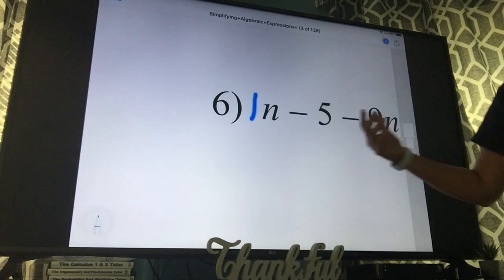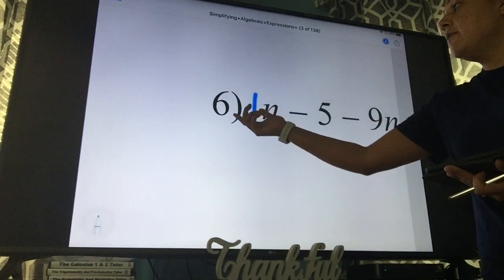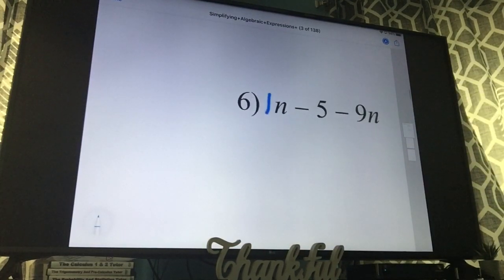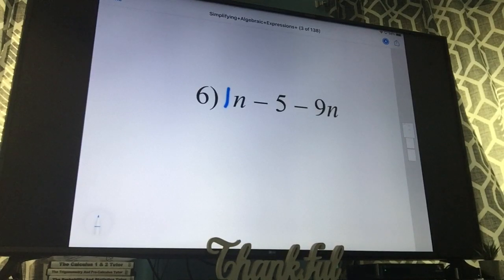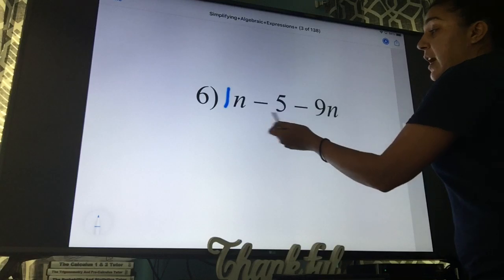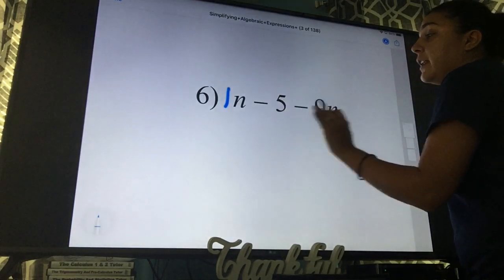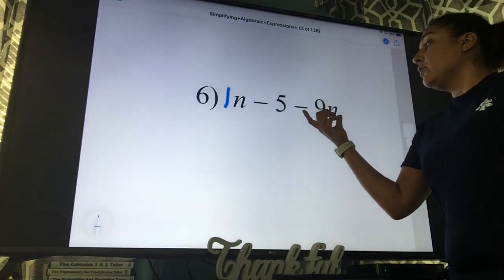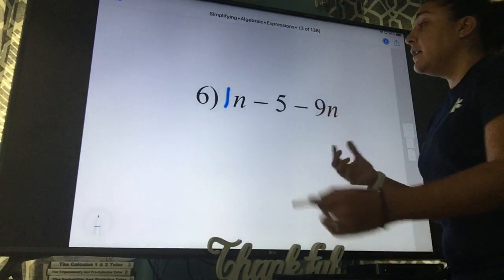And if there's no sign in front of something, it's always a plus. And that's an always. 100% of the time, if there's no sign in front of it, it's a plus. But I would say 95% of the time, if there's no number in front of it, it's a 1. So we can look at them and say, well, the 1 has a last name of n. The 5 doesn't have a last name, so we cannot combine that with anything. He's in a whole different family. And this one also has a last name of n. So the n's can be combined together.